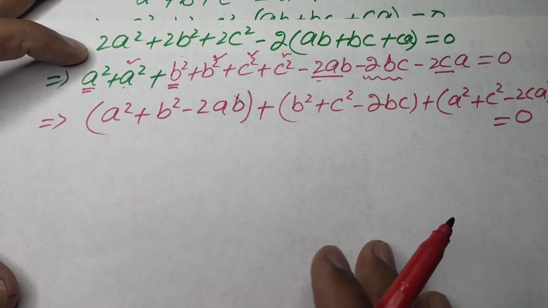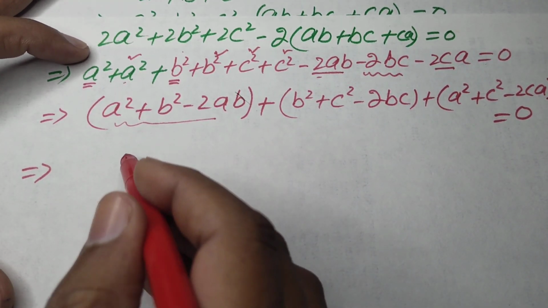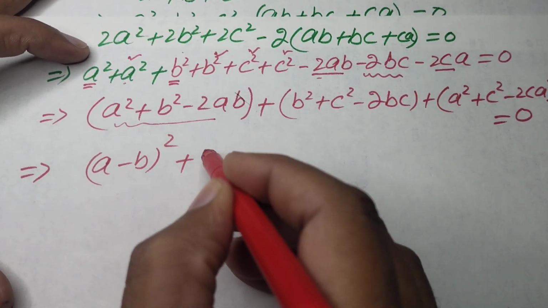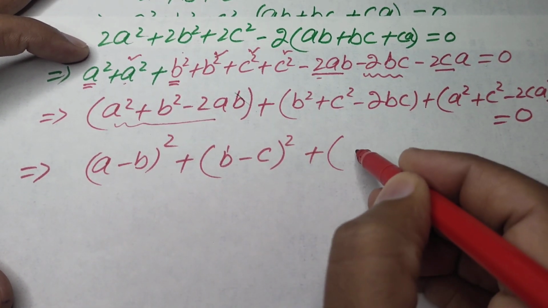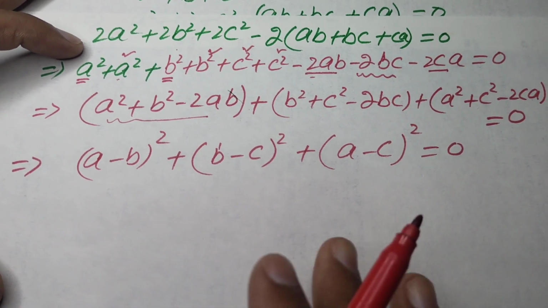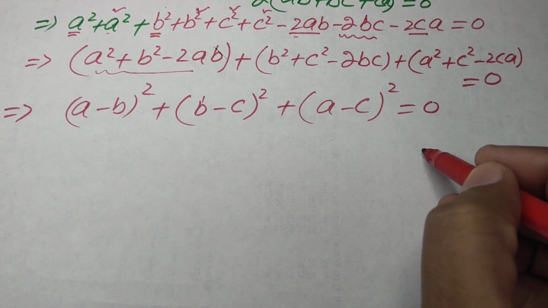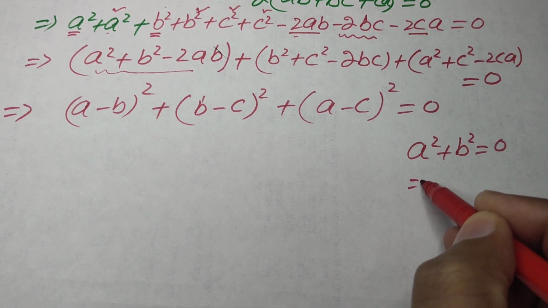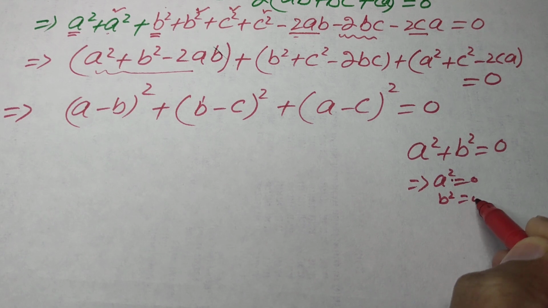Okay, so we can see here that this is the square identity, and we can write it as a minus b whole square, plus b minus c whole square, and a minus c whole square is equal to 0. Here we know the famous rule of addition: if we have a square plus b square is equal to 0, then I can write a square is equal to 0 separately and b square is equal to 0.